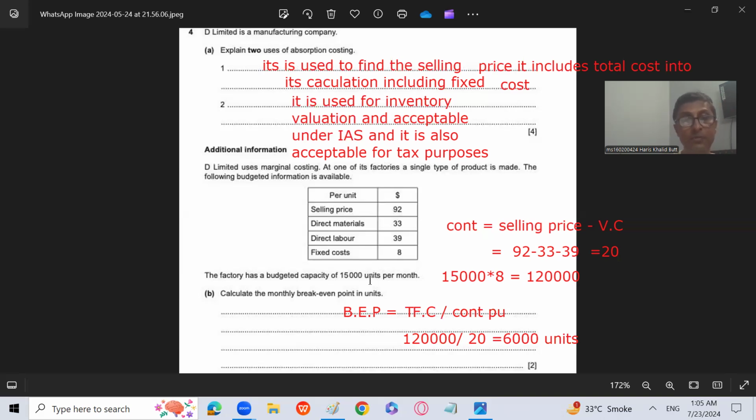Capacity is 15,000. So if we are able to produce 15,000 units, it means that you have enough margin of safety, which is going to be 9,000. But here the examiner didn't ask us to find margin of safety. So A and B part we have done with that. Let's move on to the next part, keeping in mind that the fixed cost is 1,20,000.